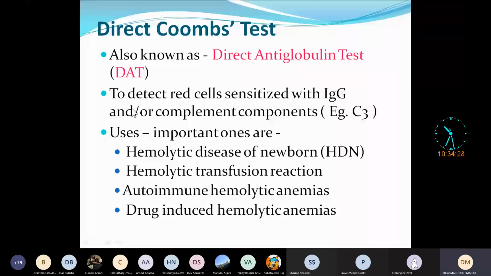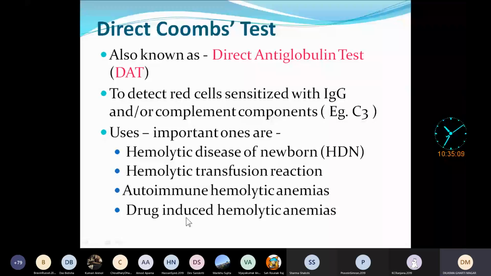Direct is done to identify the antibodies attached on the surface of the RBC, isn't it so? Here we have to detect the red cell sensitized with the immunoglobulin G. Sensitized means the immunoglobulin G is attached on the surface of the RBC, or the complement components, for example C3, are attached on the surface of the RBC. Understood here? The direct Coombs test is important to identify the antibodies in case of the hemolytic disease of the newborn, hemolytic transfusion reaction, autoimmune hemolytic anemias, and the drug-induced hemolytic anemias.